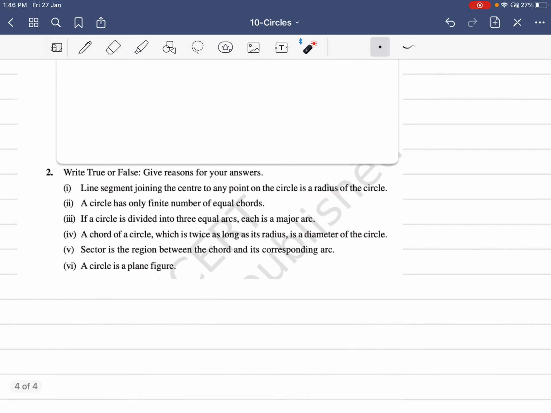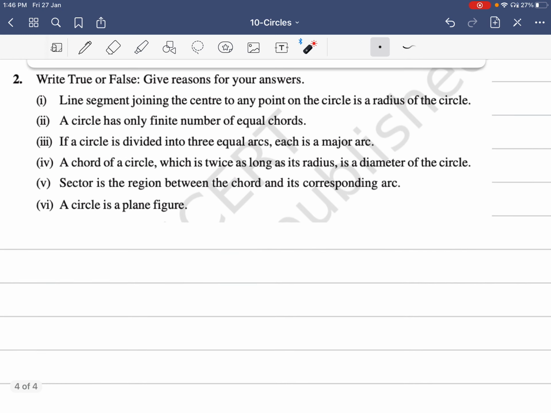It reads, let me zoom in now. Okay. So write true or false, give reasons for your answers. We are given a set of 6 statements and we have to see if each statement is true or false and we have to justify our answers. So let's start with statement number 1. Line segment joining the center to any point on the circle is radius of the circle.